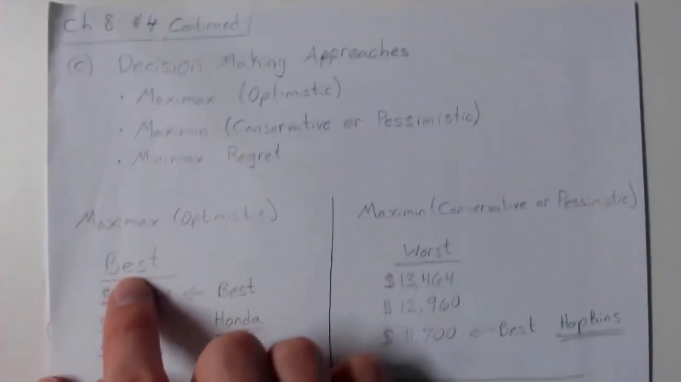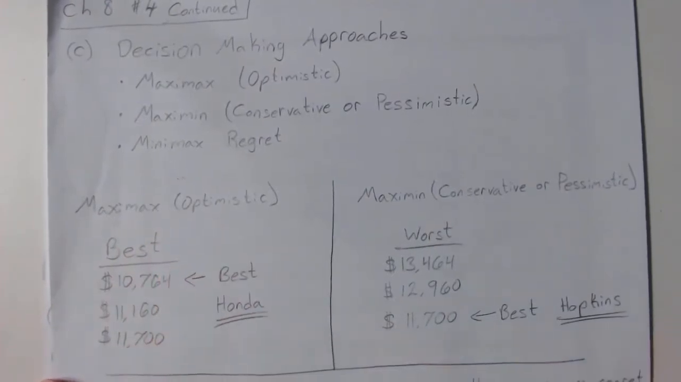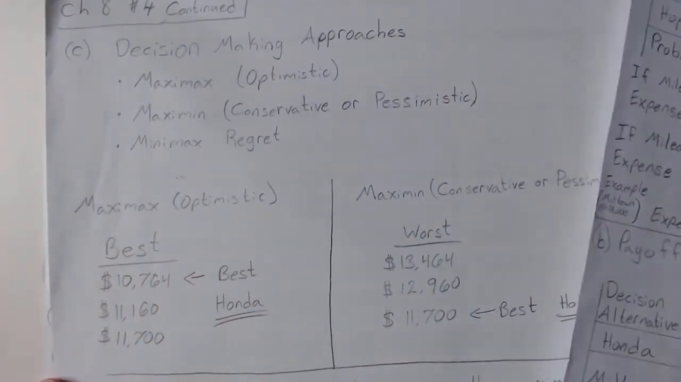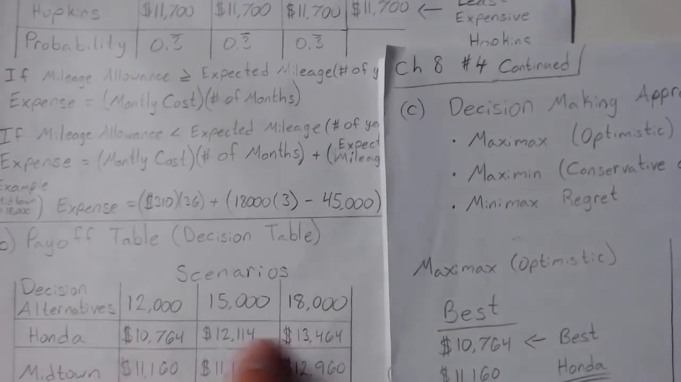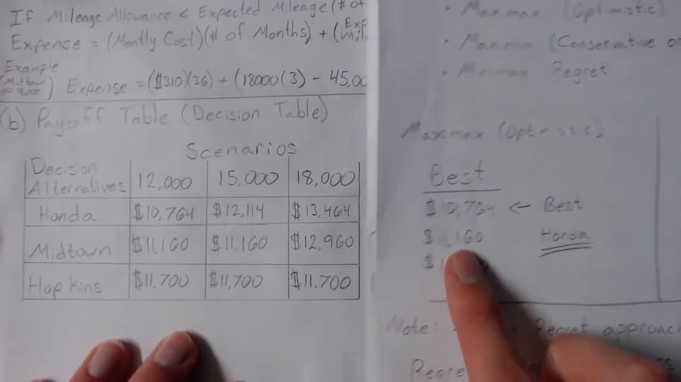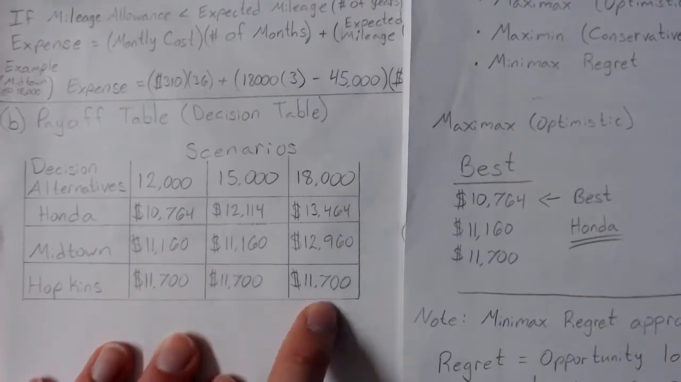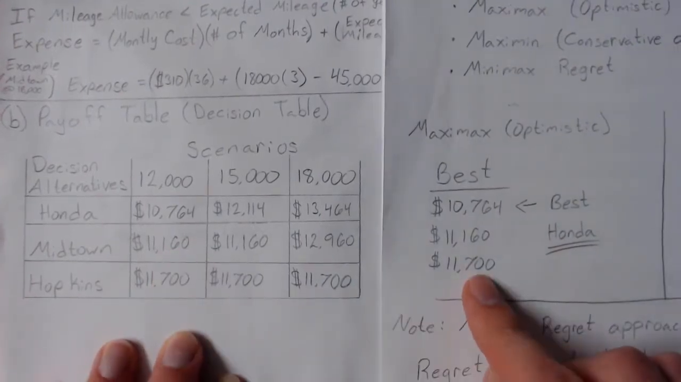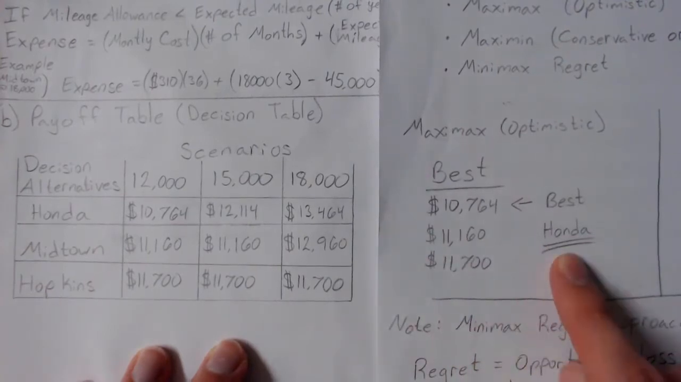First part, the Maximax optimistic approach. Looking at our decision table, here the best option for Honda is the cheapest value right there. So I wrote that down. And the best option for Midtown, either one, they're all the same for Hopkins. And now we're taking the best out of the best. For the Maximax approach, we would choose Honda.